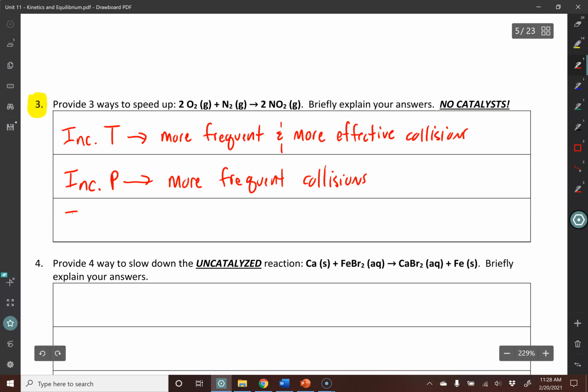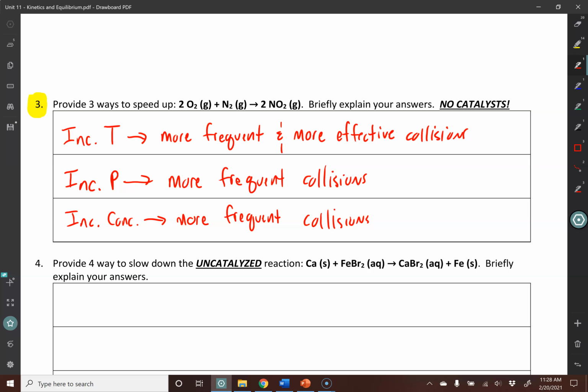I can increase the concentration. Just like by increasing the pressure, that's going to lead to more frequent collisions. If you've got more oxygen and nitrogen molecules in the same space, they're more likely to collide with one another, so that should also increase the rate of the reaction.